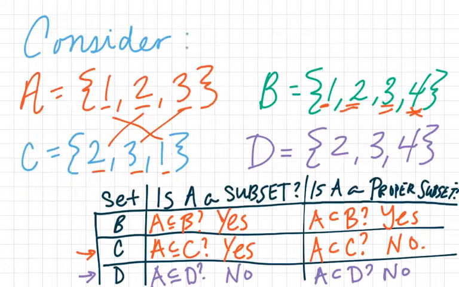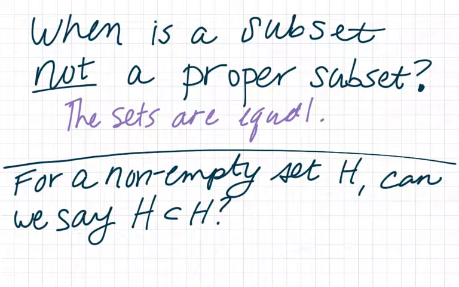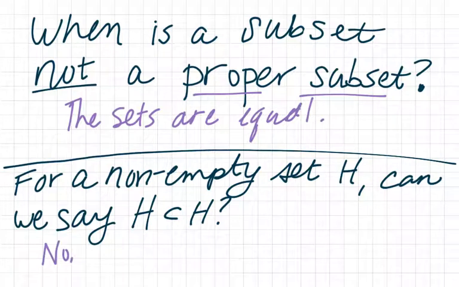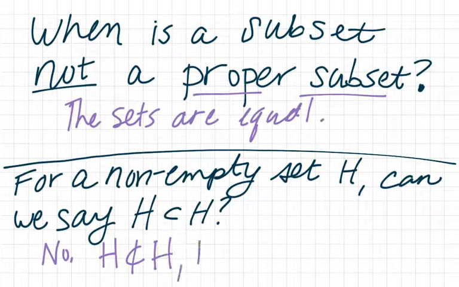So looking back, we can see that sets A and C are actually equal sets. They contain the same elements. So therefore, A is a subset of C, but it is not a proper subset. So if the 2 sets are equal, then it cannot be a proper subset. And then for a non-empty set H, can we say H is a proper subset of H? Well, that is not possible. No, H cannot be a proper subset of itself because they are equal.